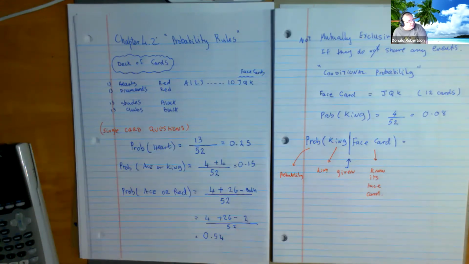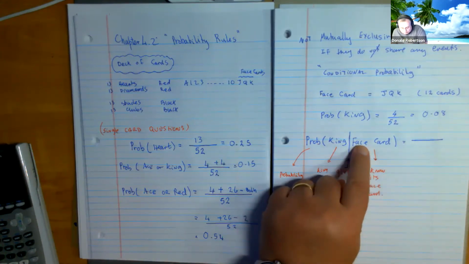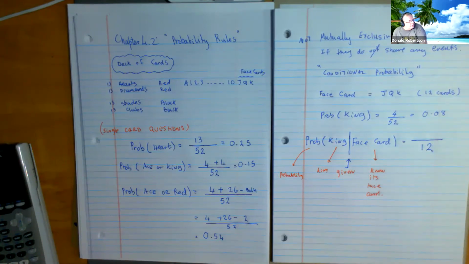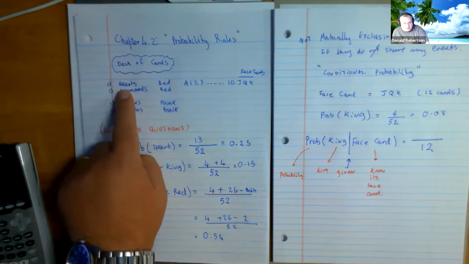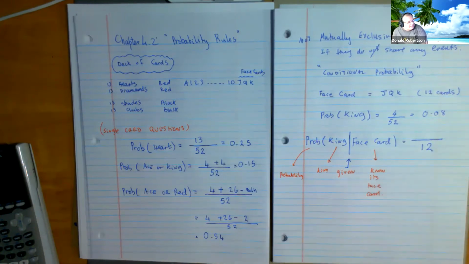So imagine somehow you caught a glimpse of the card and you knew it's a face card. You couldn't see a lot to tell what else, but you knew it was a face card. The world now changes. Since you know it's a face card, there's only 12 face cards in the deck, so it must be one of those 12. Do you see that the bottom number has changed? Now, how many of those 12 cards are kings?